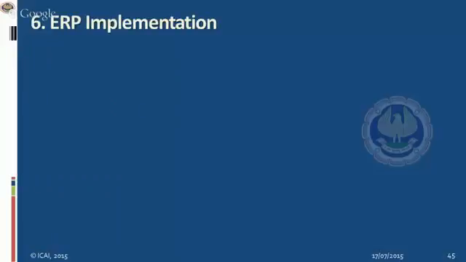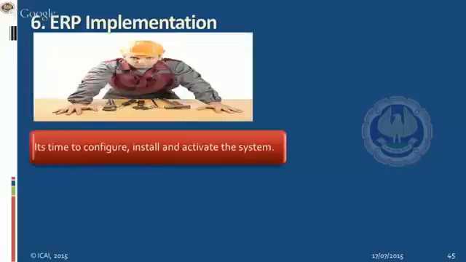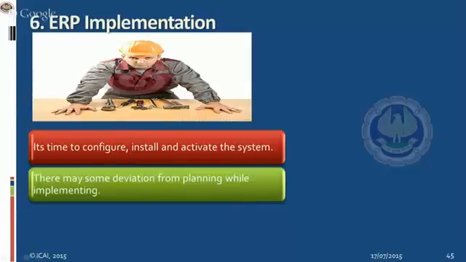Now it is the time to implement the ERP software actually. We will install the software, we will configure the software, and we will set all the features on. There may be some deviation from planning while implementing because it may take some time. There may be a gap in planning and implementing the software. And in case of planning, we may miss some particular points. These points may be added later on, or removed later on.